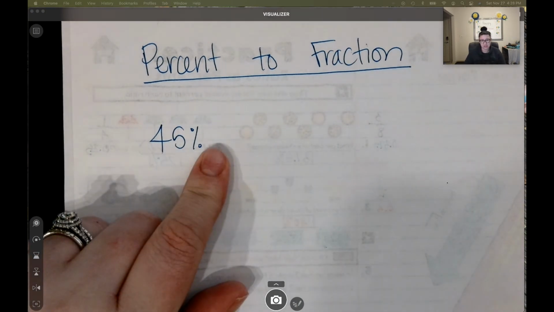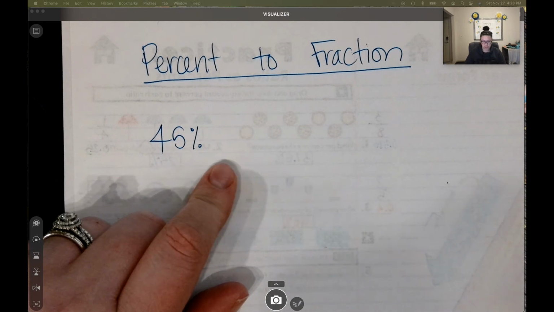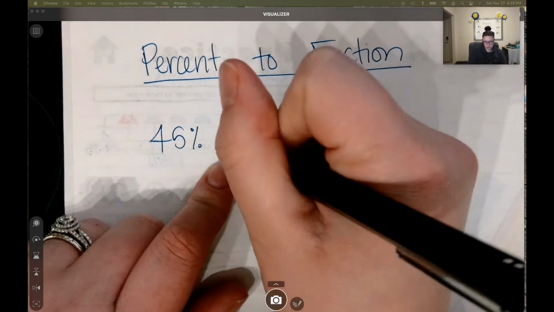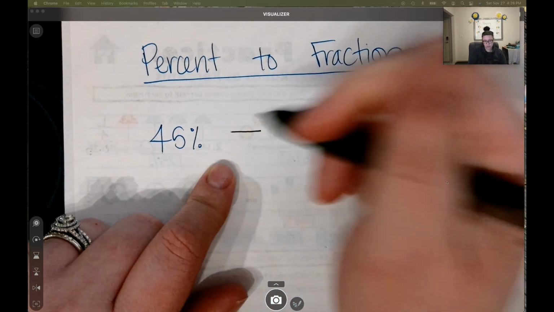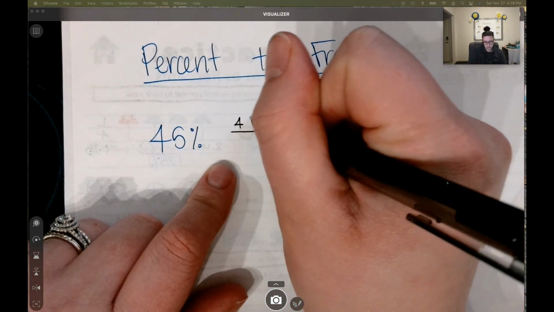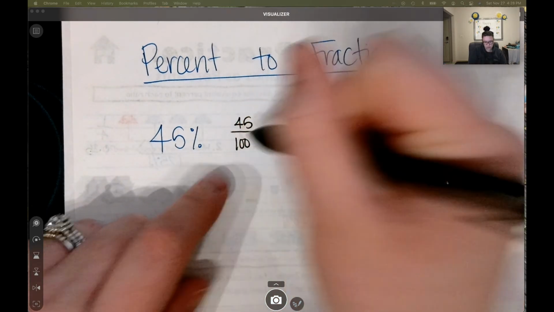45%. Percent means what? Out of 100. Percent means out of 100. So 45% means 45 out of 100.